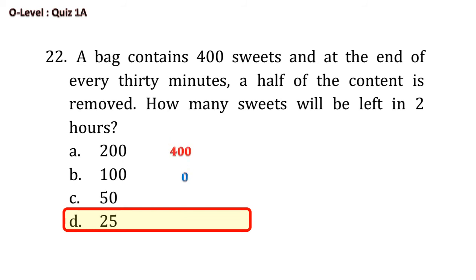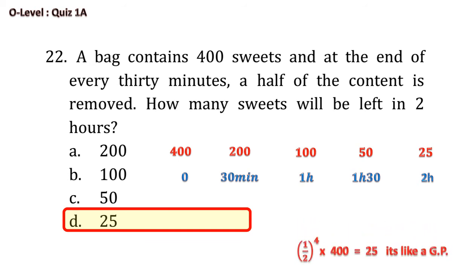So at the beginning, that is at the 0th hour, we have 400 sweets. In the next 30 minutes, a half is removed, so we have 200 sweets left. Then in the next 30 minutes, 100 sweets are removed, that's a half of 200. At 1 hour 30 minutes, a half of 100 is 50, and at 2 hours, a half of 50 is 25. So we are left with 25 sweets.